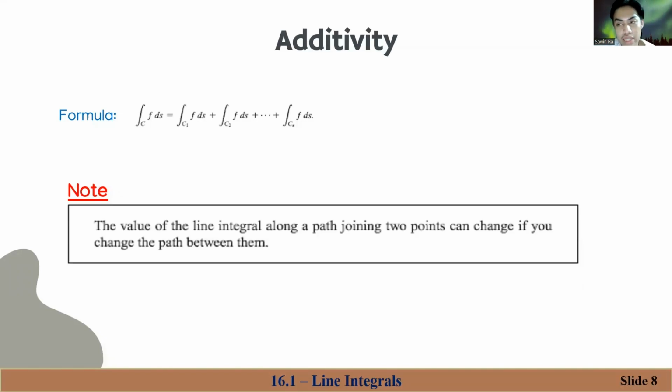Moving on to the next point, which is additivity of the line integral. If a piecewise smooth curve C is made by joining a finite number of curves, let's say C1, C2, up to Cn, we can integrate the function over C, which is the sum of integrals over the curves that it is made up of. The formula is the integral over C of the function f ds equals the integral over curve C1 plus the integral over curve C2, and so on. But do note that the value of the line integral along a path joining 2 points can change if you change the path between them.